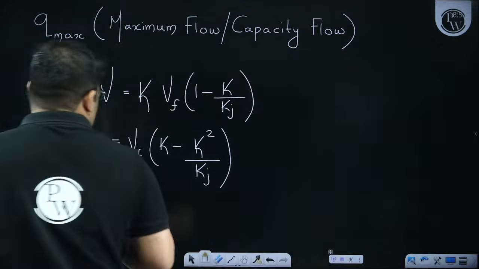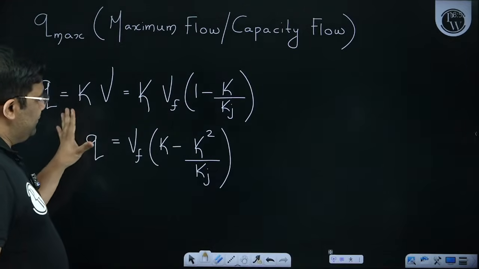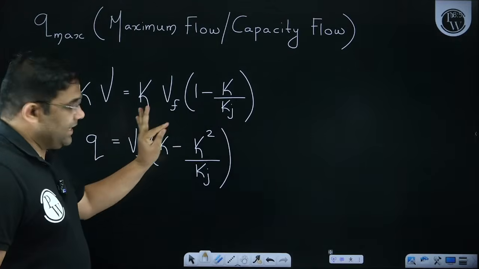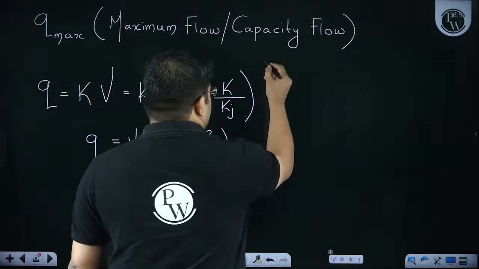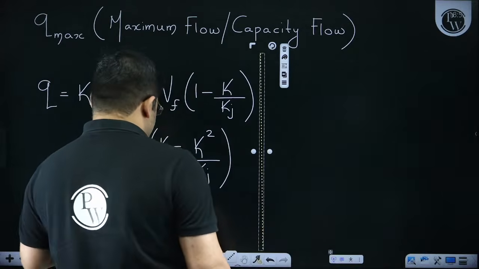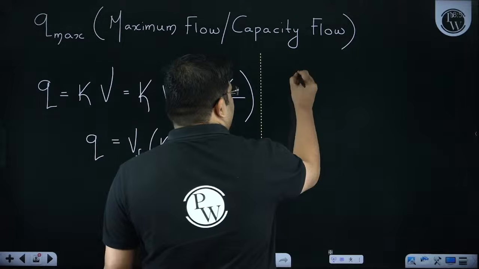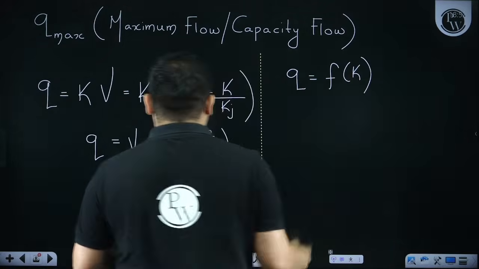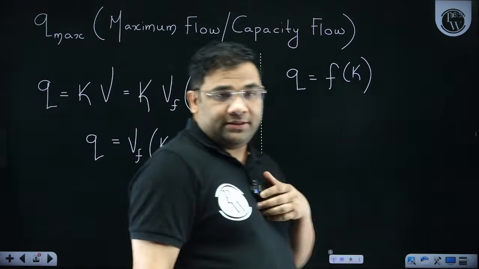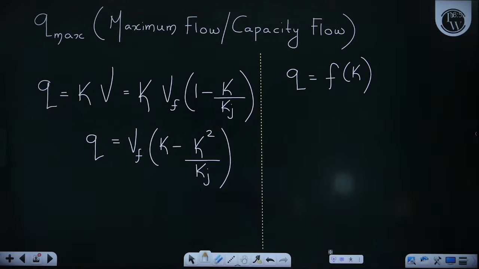So what we are seeing is that Q is equal to Vf K minus K square by Kj. Very good. Now what we saw is that Q becomes a function of K, because Vf and Kj are constants.